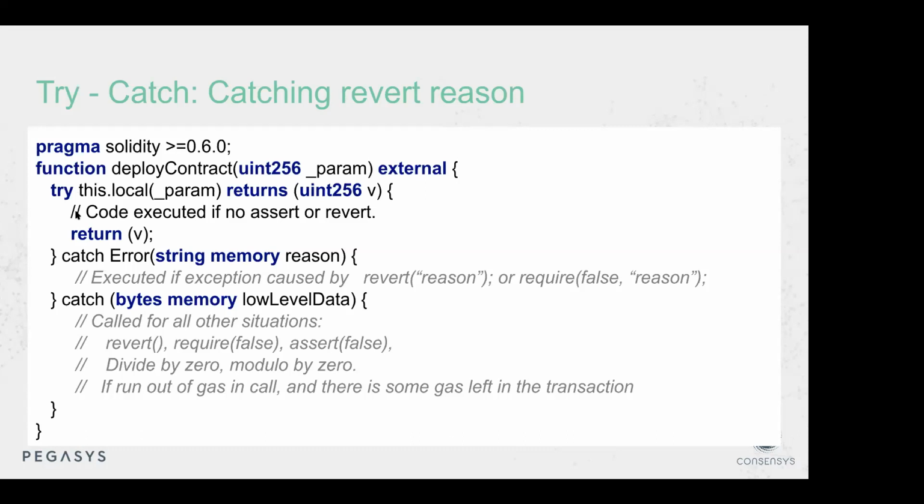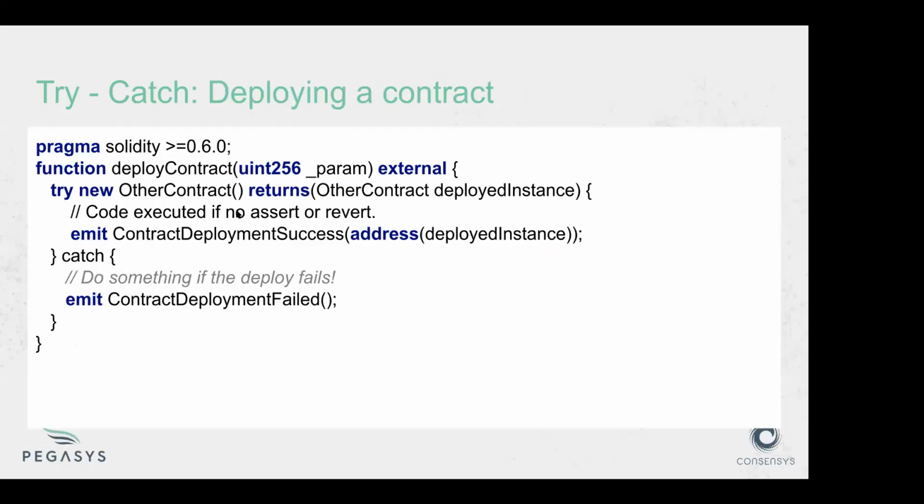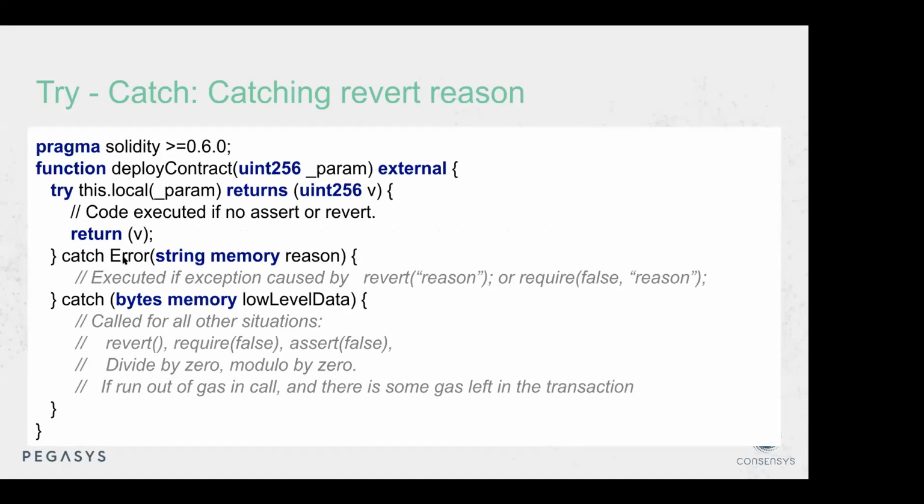If you want to, rather than just generically catching, so in the previous slide you'll see that we just had a generic catch here, you can catch the actual type of error that has occurred. So you can catch the actual reason string. And if you do that, then you could process that reason string separately and maybe return it or store it or do something with it.